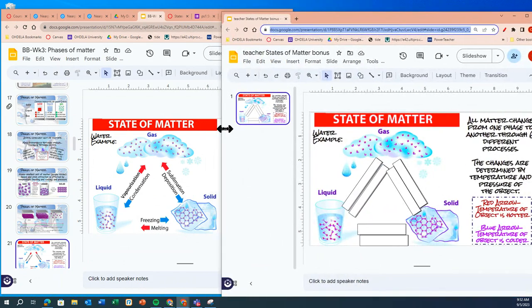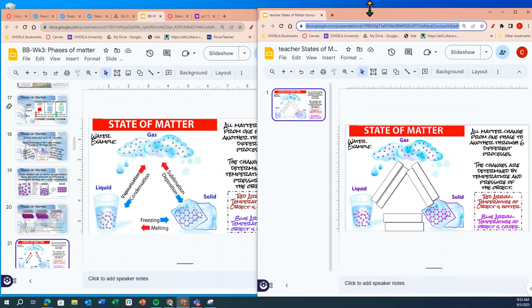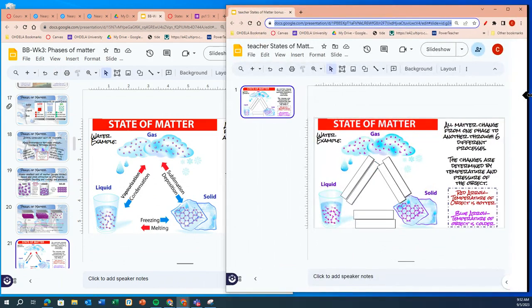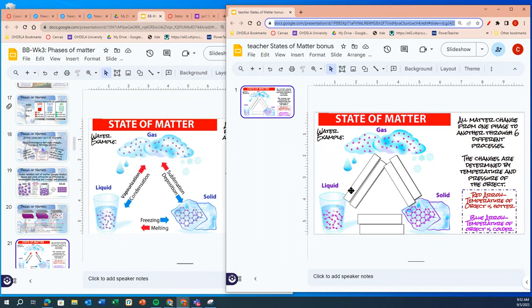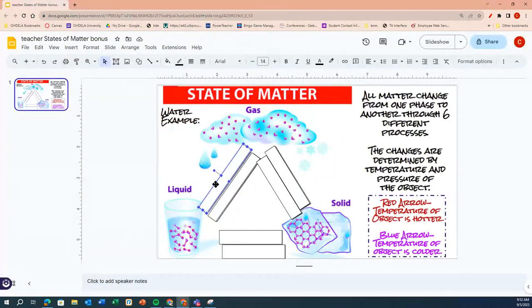Make this a little bit smaller here. Actually, here we go. Okay. So I made it so that you could type right in there. I'm going to make this larger just for a moment, and then I'm going to type in vaporization. I'm going to make it a little bigger to see. Now I can move it a little bit so that it looks there.